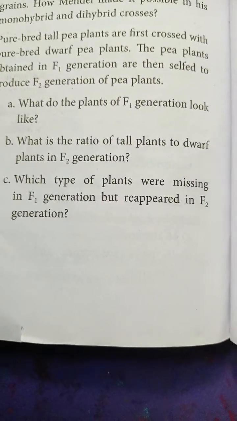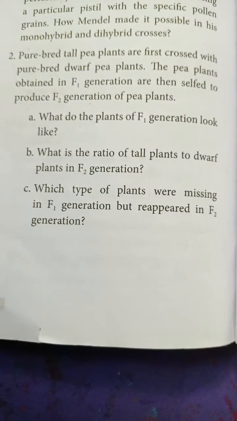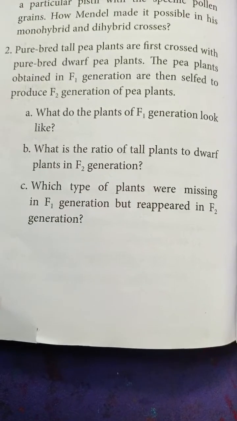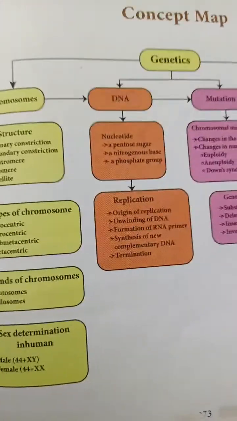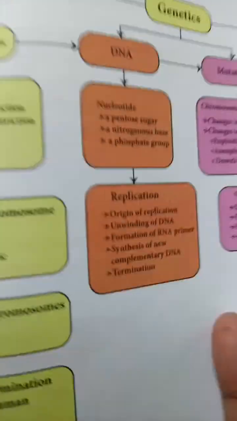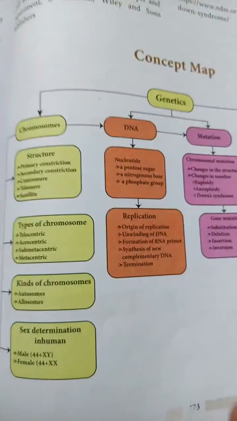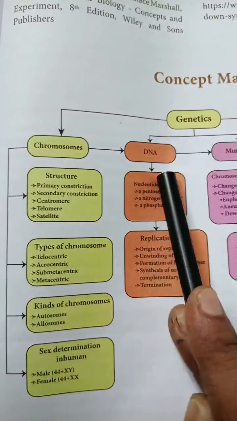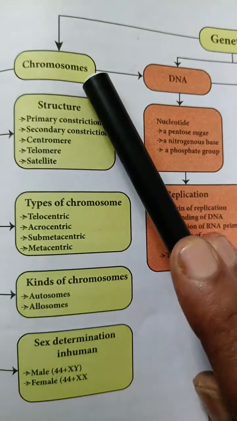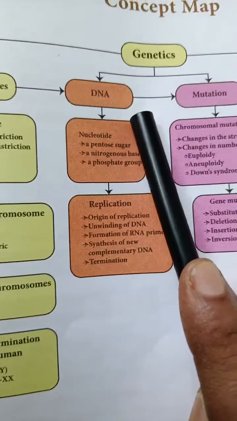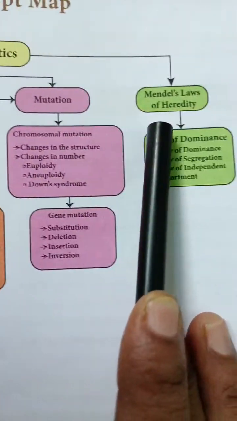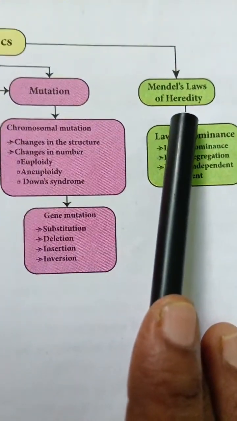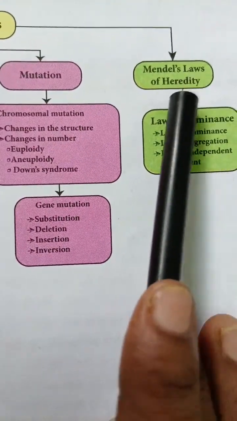Okay, yeah. So I will show you the concept map so that it will be useful for you to recollect the genetics again. So next, look at this concept map. The concept map will show you the chromosomes we studied in this lesson, and the DNA structure, and the mutation we studied, and finally Mendel's law of heredity also we studied in this lesson.